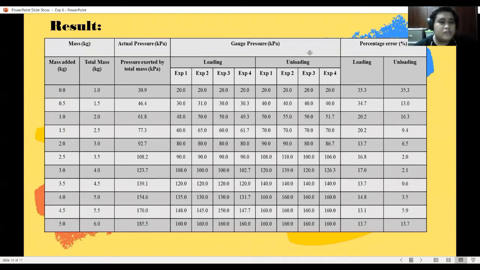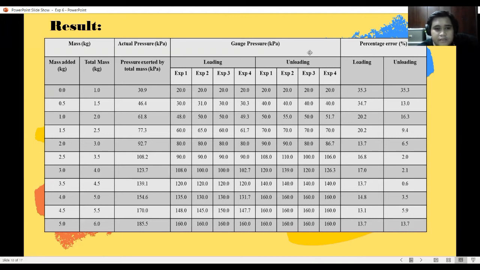So this is the result for each mass added and the total mass. For no dead weight added, the total mass was actually the weight of the piston. The pressure exerted by the total mass is 30.9 kilopascal. The percentage error for loading is 35.3% and for unloading is also 35.3%, the same. After that, 0.5 kilogram of mass was added, and so the total mass is 1.5 kilogram.